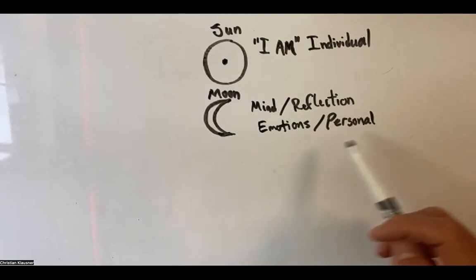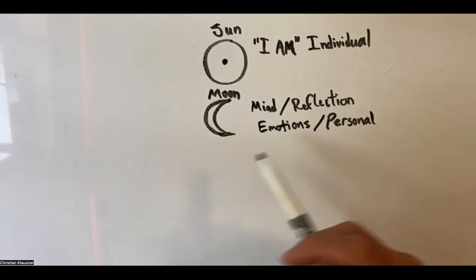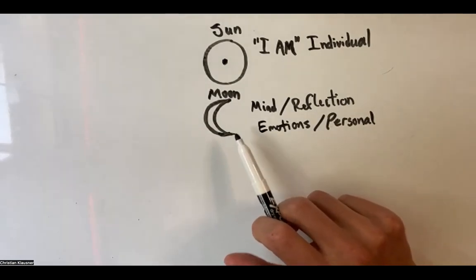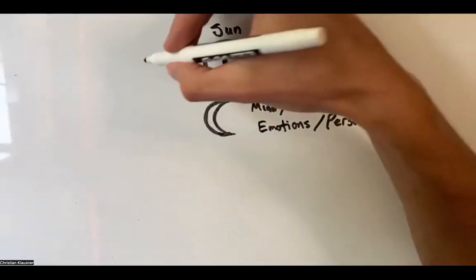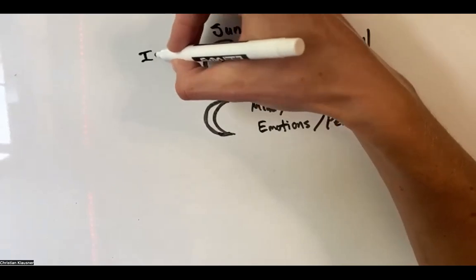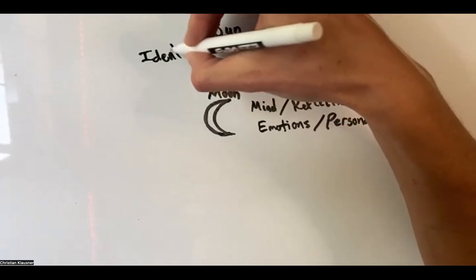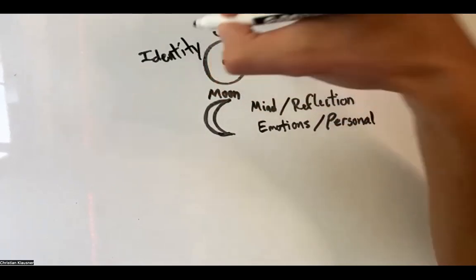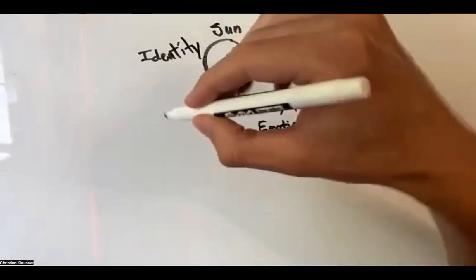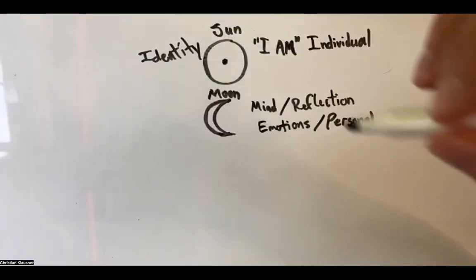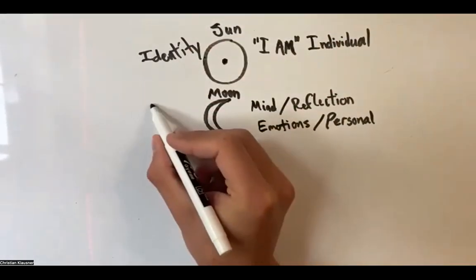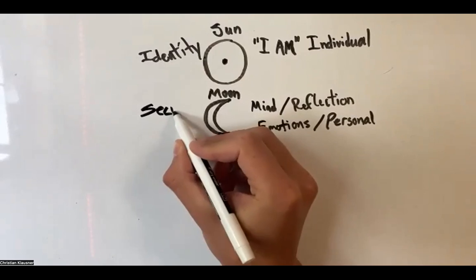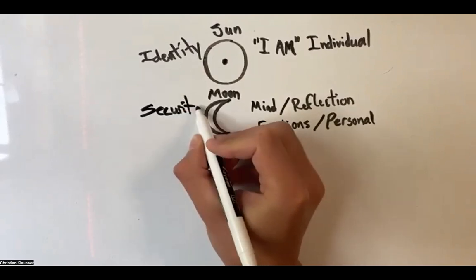A personality is a mask that we wear, and we wear this mask because of our moon. Our moon seeks security. The sun is about identity, who you truly are, the light of awareness. The moon is about security. And you're going to see that in what signs the moon rules.